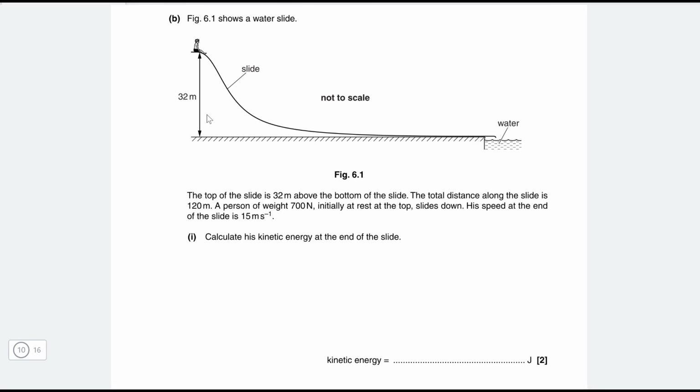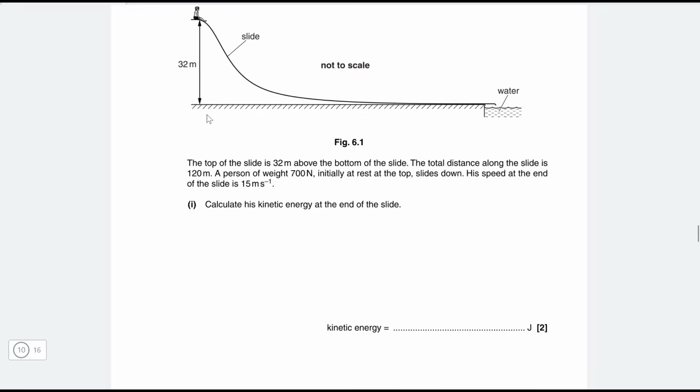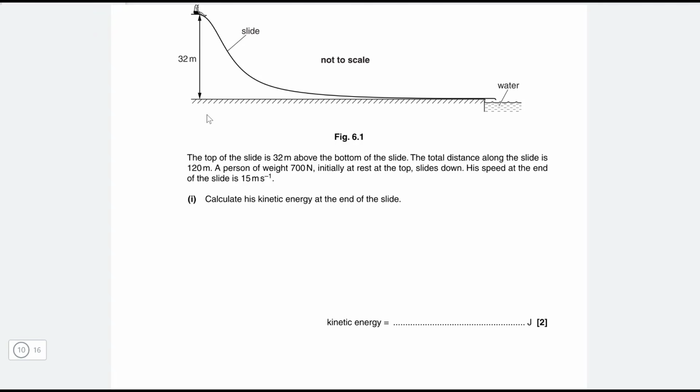How exciting. The top of the slide is 32 meters above the bottom of the slide. The total distance along the slide is 120 meters. A person of weight 700 newtons initially at rest at the top slides down. His speed at the end of the slide is 15 meters per second. Calculate his kinetic energy at the end of the slide.